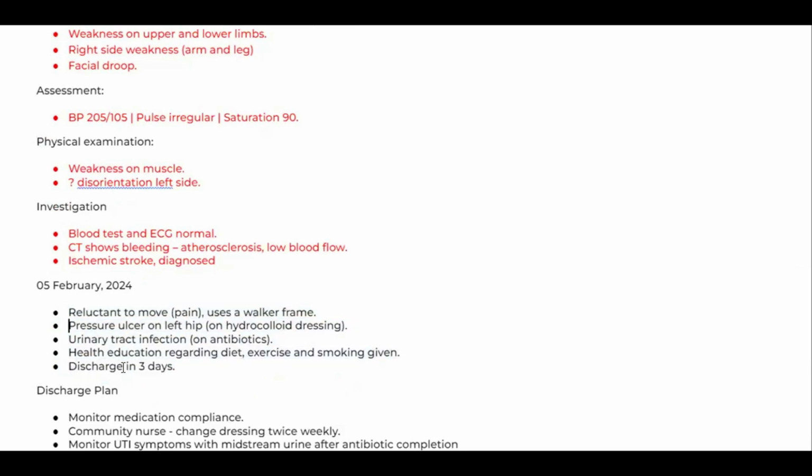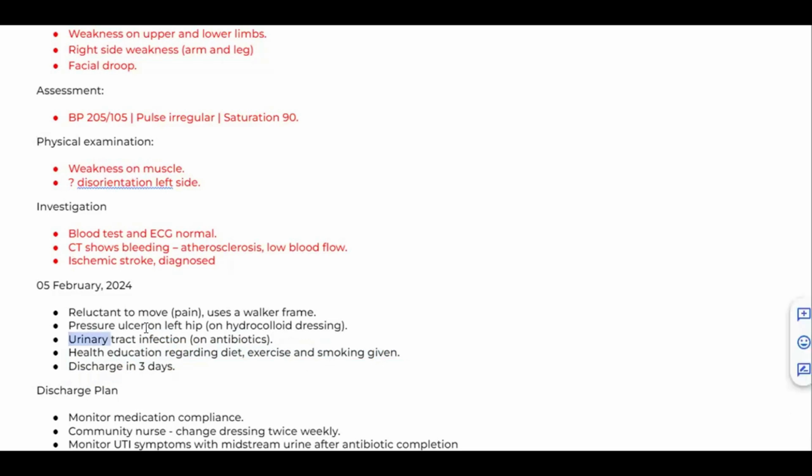And his discharge was, and till here you'll be writing, and his discharge was planned after 3 days. Up to here, it is completely past tense. Okay, exercise and smoking given, urinary tract infection on antibiotics. All right, wait a second. Okay, on 5th February he was reluctant to move, because you are writing on the 8th and this happened on the 5th. So "was" will be there, past tense, sure. And a pressure ulcer on the left hip was noticed, "was" will be there, no doubt.